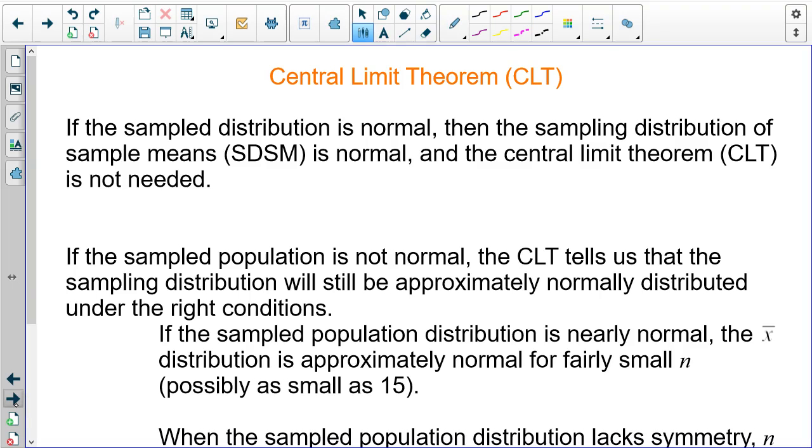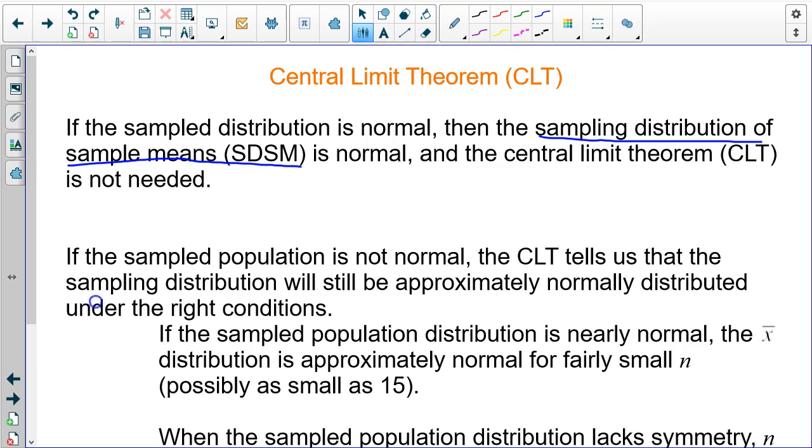Do you understand why I keep saying that? It's the sampling distribution of sample means. It's not that you're making a histogram for each sample and then another histogram and another. No, you take a sample, you find its mean. You take another sample, you find its mean. You take another sample, you find its mean. And you put all the means together to create a histogram. That's what we're saying. That histogram will be normal if the parent population is normal, automatically. So you don't need the central limit theorem here.